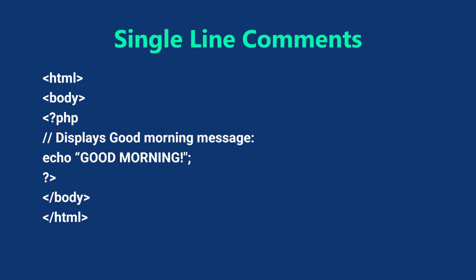This is an example for a single line comment. Here within the PHP tag, we have a double slash, that is a single line comment statement, which will be ignored by the interpreter. And the echo statement is used to display a message in the browser. So the output of this program will be good morning.